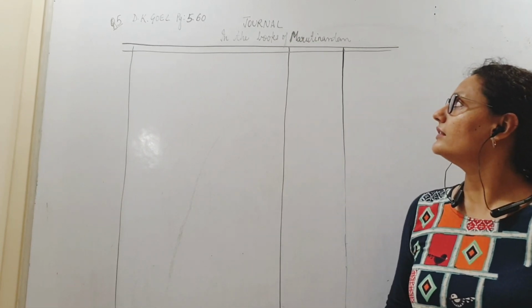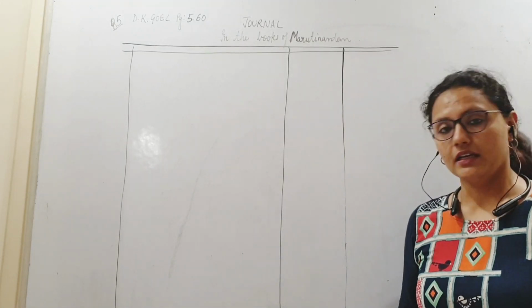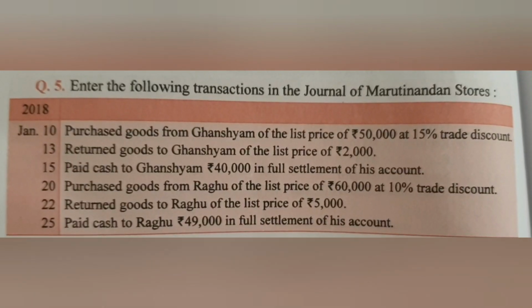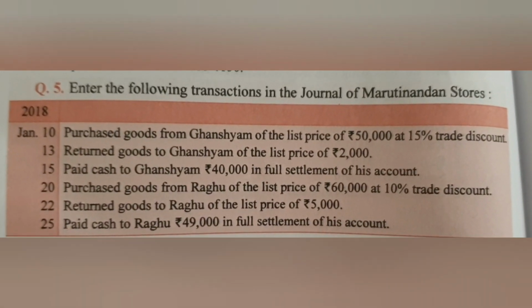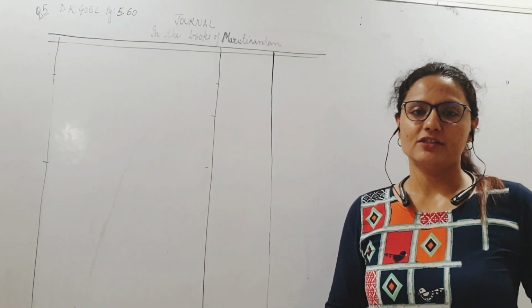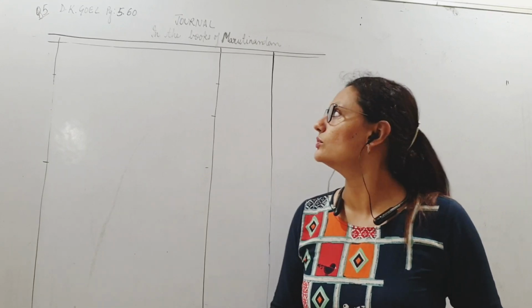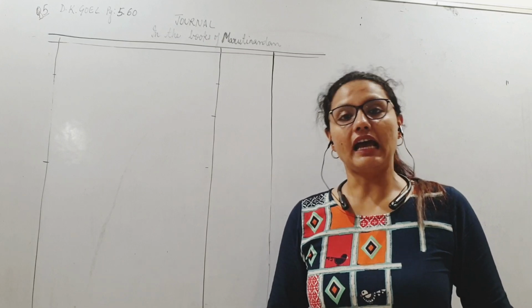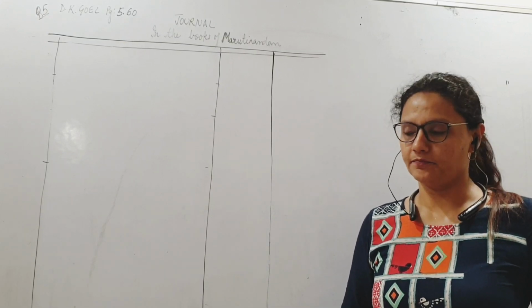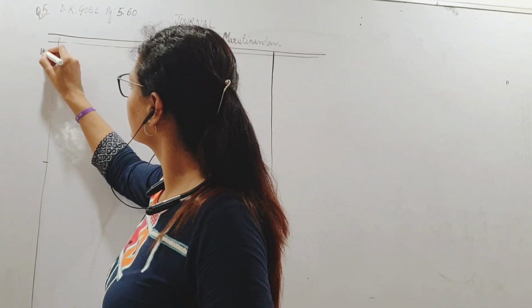Journal in the books of Maruti Nandan. Now this is the sum for you. Have a look at it. Children, this is sum number 5. So what is given in the sum? There are certain transactions related to Maruti Nandan, and there is one Ghanshyam Das from whom we are purchasing goods. Let us take the first transaction, which is on Jan 10th.